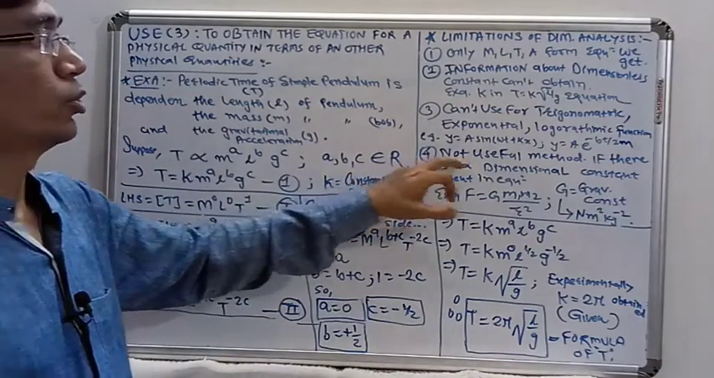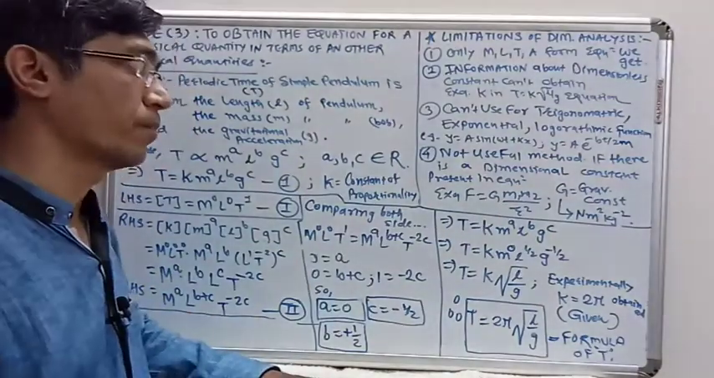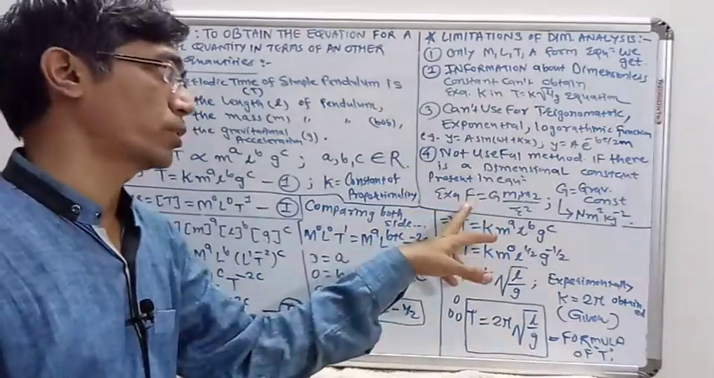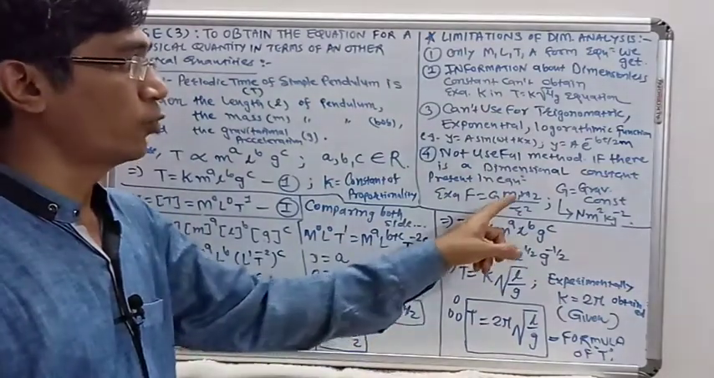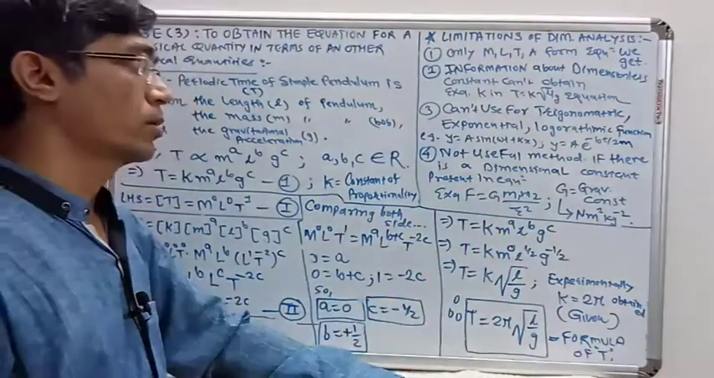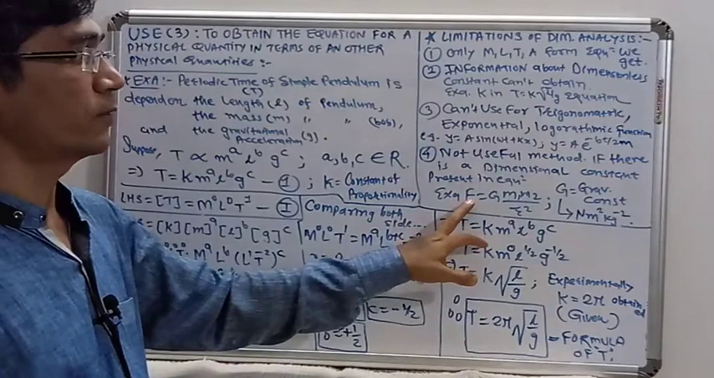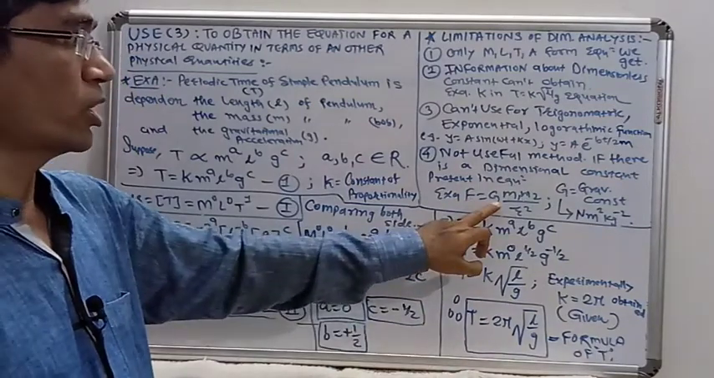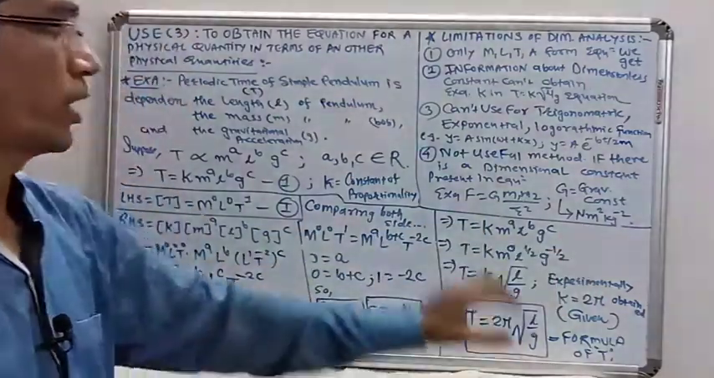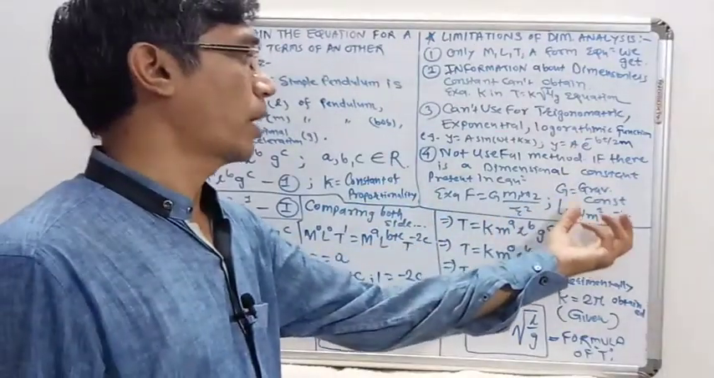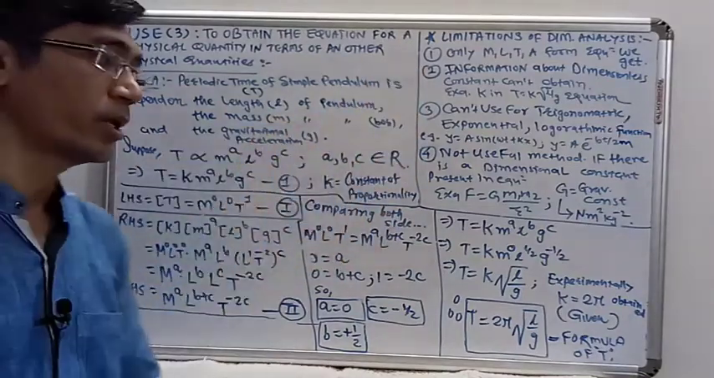Fourth, it is not a useful method if there is a dimensional constant present in the equation. Suppose we take the gravitational force equation, F is equal to G m1 m2 upon r square. Here m1 and m2 are the masses of the objects, r is the distance between them, and F is the gravitational force. The proportionality constant is the gravitational constant capital G, and it is a dimensional constant. So we cannot use this method because a dimensional constant is already present. So this is the limitation of the dimensional analysis method.